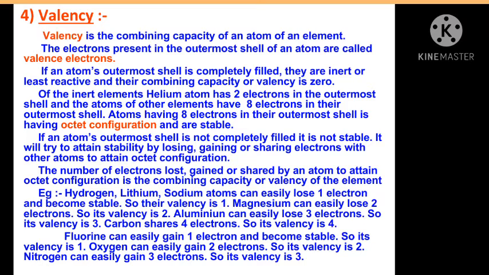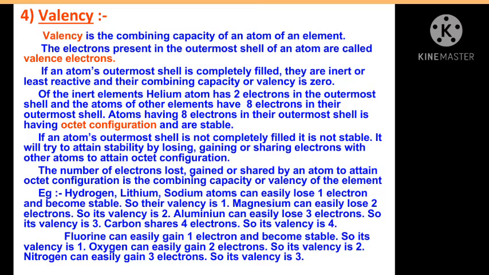The number of electrons gained, lost, or shared so as to make the octet of electrons in the outermost shell gives us directly the combining capacity of the element. That is, the valency discussed in the previous chapter. For example, hydrogen, lithium, sodium atoms contain one electron each in their outermost shell.